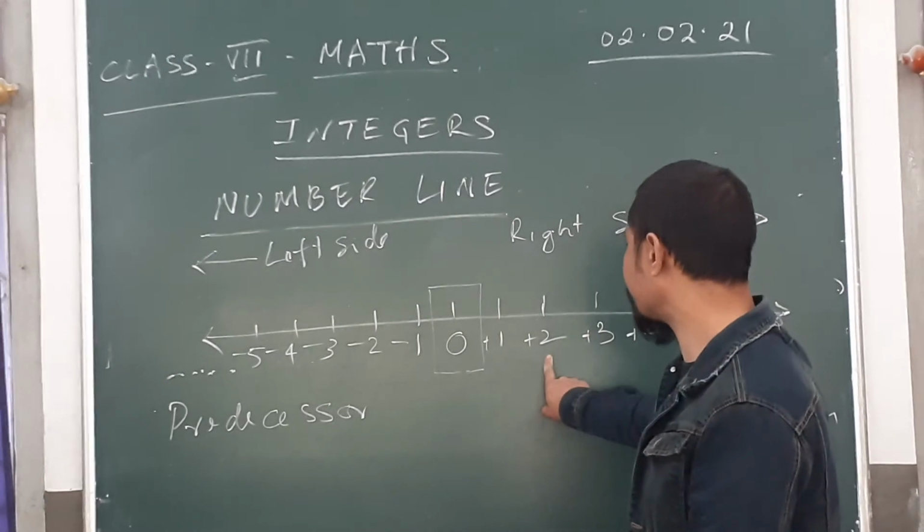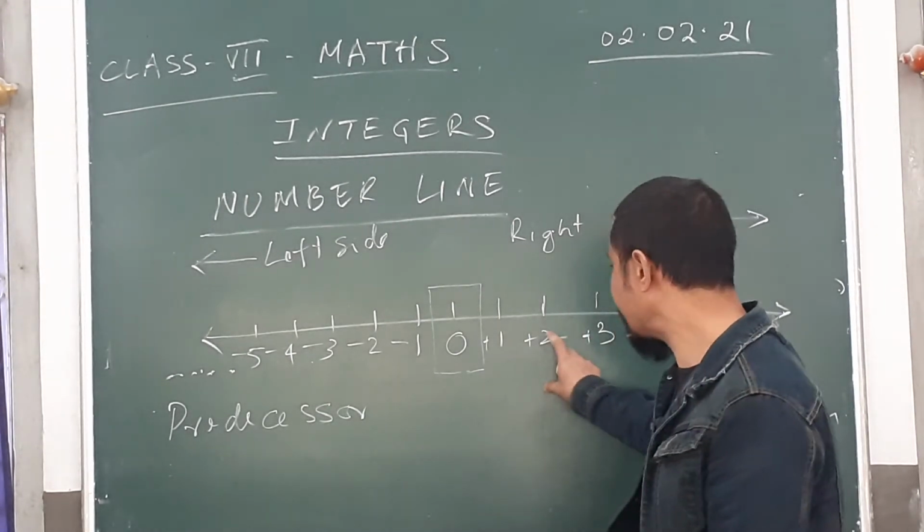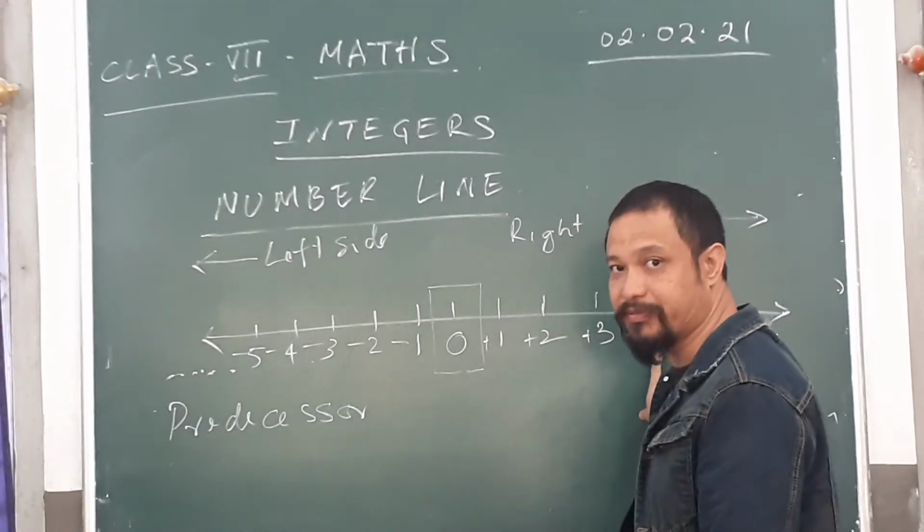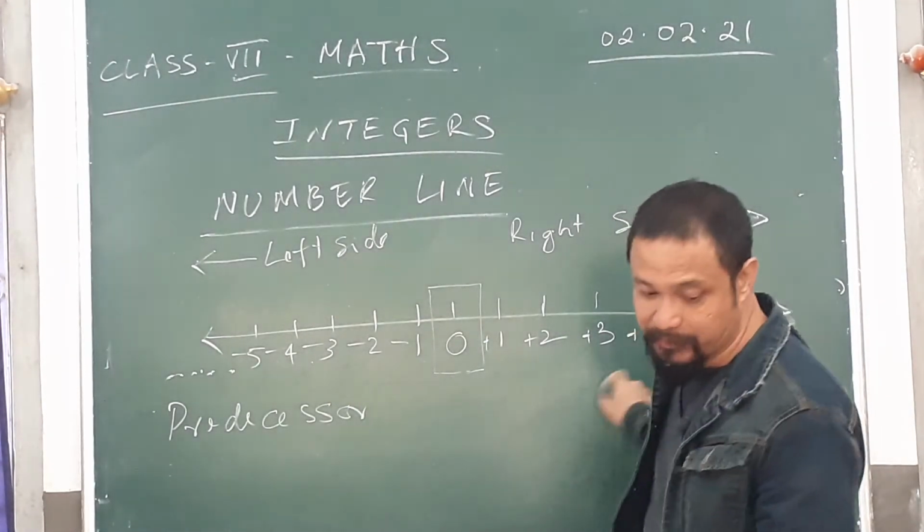So, what is on the right of it? Just take any number from the number line. Let's take 3. What is on the right of it? 4. Okay, that is the predecessor. What is successor?